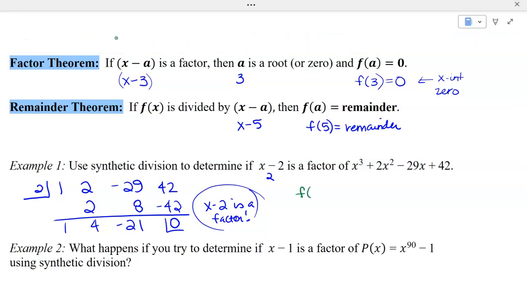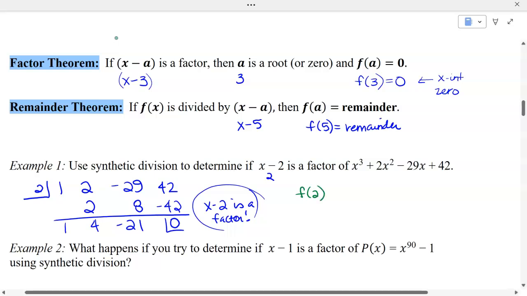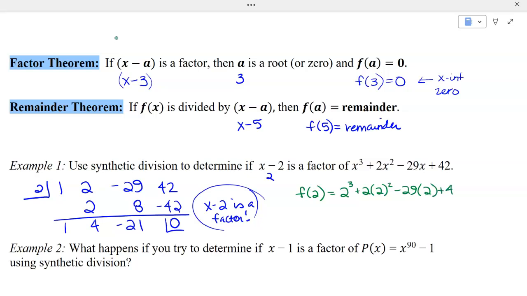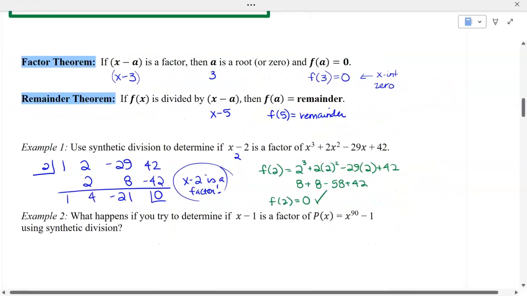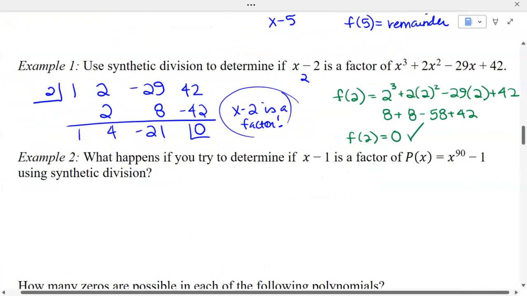And what you do is actually put in 2 into your equation for x. So you'd have 2 cubed plus 2 times 2 squared minus 29 times 2 plus 42. And if you end up simplifying this, you end up finding that when you plug 2 into your function for x, you end up getting 0, which is an indication, again, that if that equals 0, then x minus 2 is actually a factor of that polynomial.